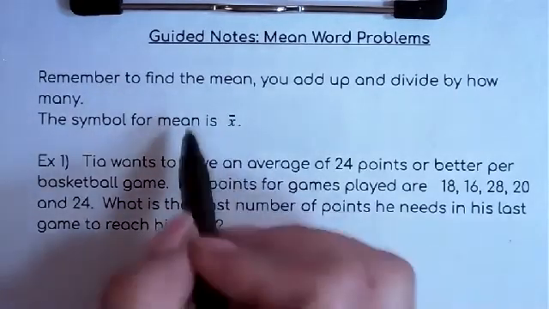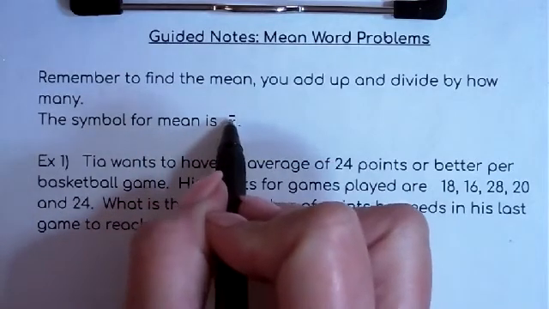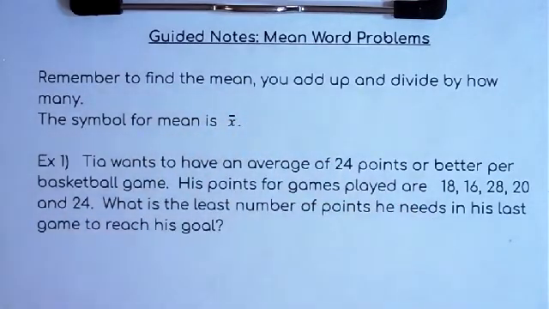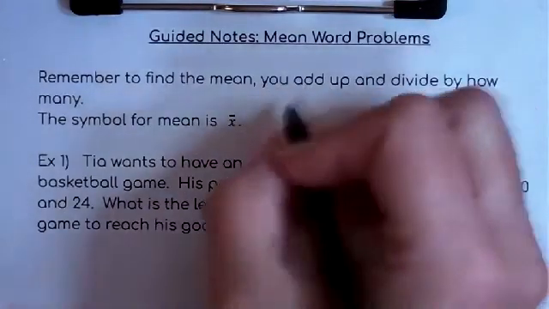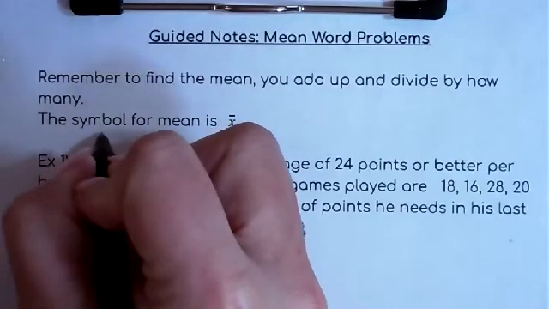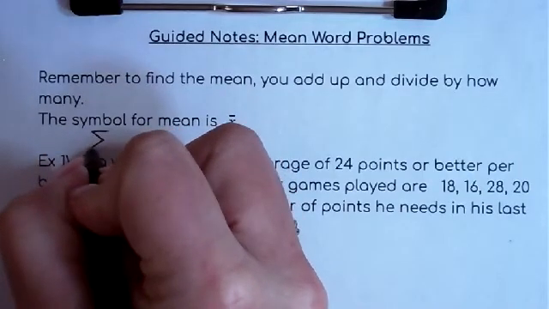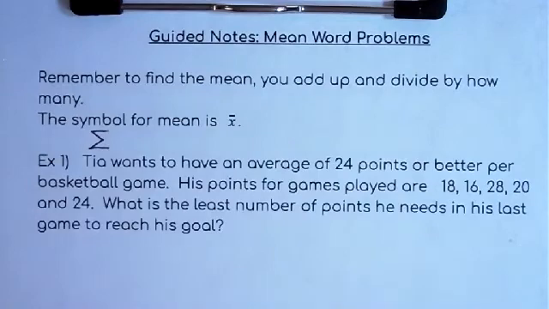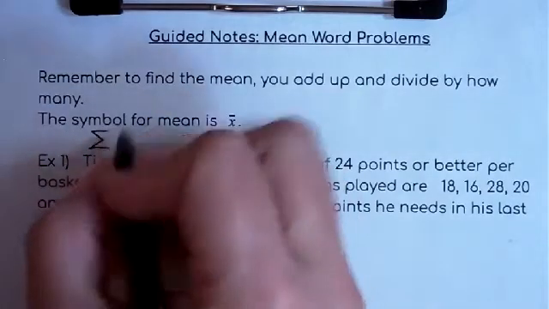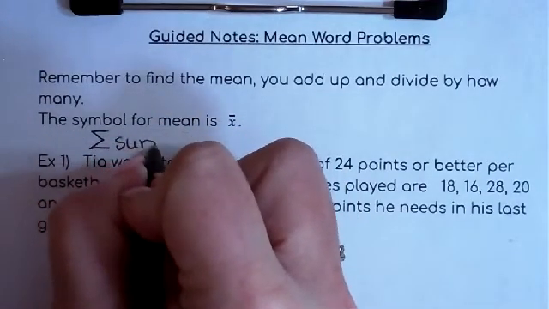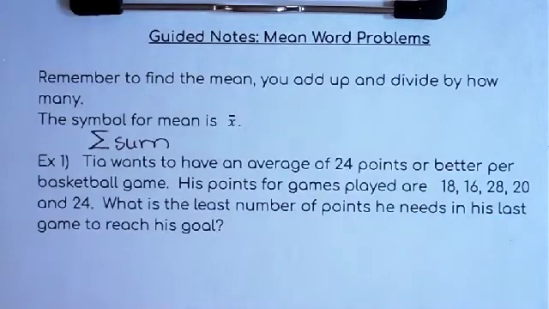Now let's put some symbols with this, okay? The symbol for the word mean is X with like a bar over the top. That bar does not mean to repeat, okay? You read that as X mean, okay? Another symbol we need to get is this funny looking thing that looks kind of like an E. That's the Greek letter sigma, okay? That means the sum. So anytime in math you see that symbol, that means to add it all up, okay?